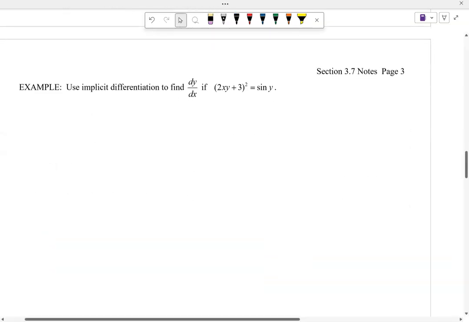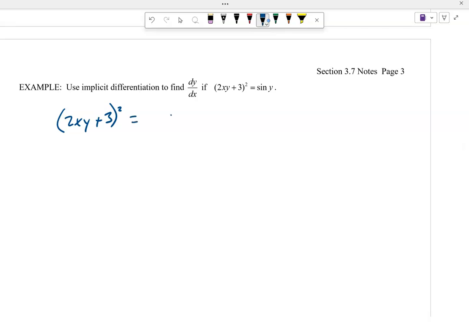All right, here's our next one. We've got, again, notice we can't solve for y. No good way to solve for y, so we're just stuck taking its derivative as is. So let's take the derivative with respect to x of both sides here. And so what do we have?